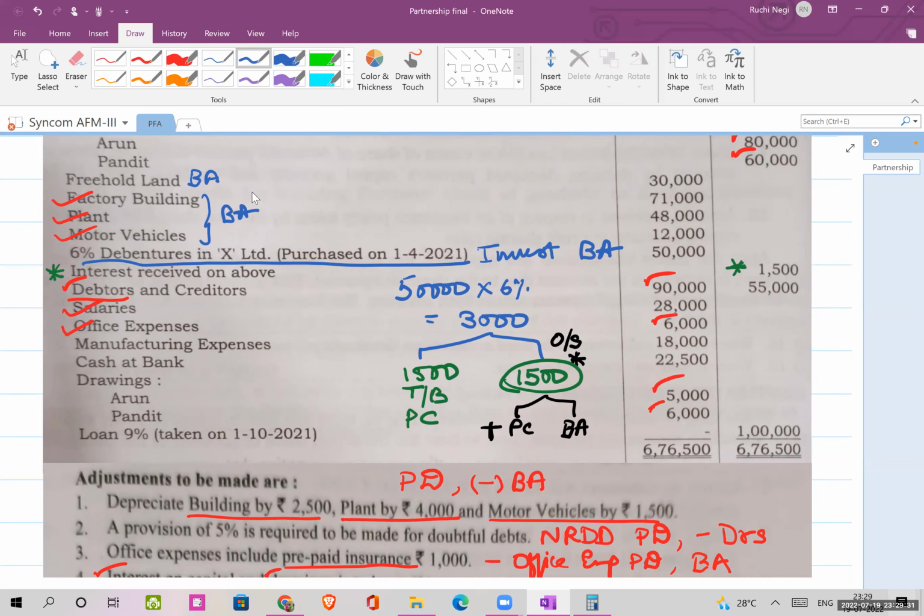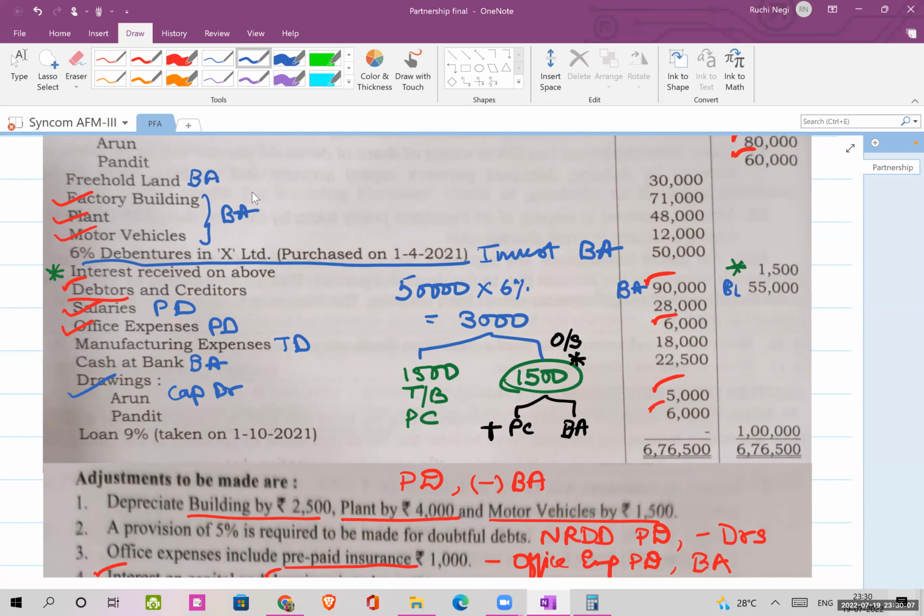Next, debtors and creditors. Debtors will be balance sheet asset and creditors will be balance sheet liability. Salaries, P&L debit, office expense, P&L debit, and they both have adjustments. Manufacturing expenses, this is related to factory. So this I'll put in trading debit. Cash at bank, balance sheet asset. Drawings, okay, capital debit side. ये भी hidden entry है, hidden adjustment.